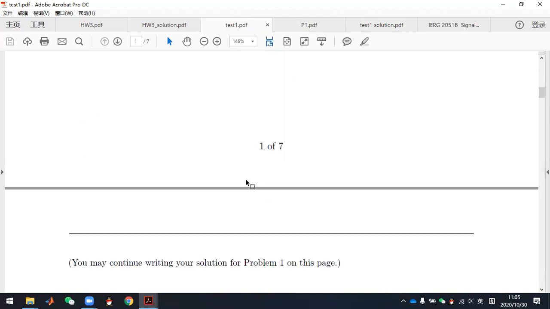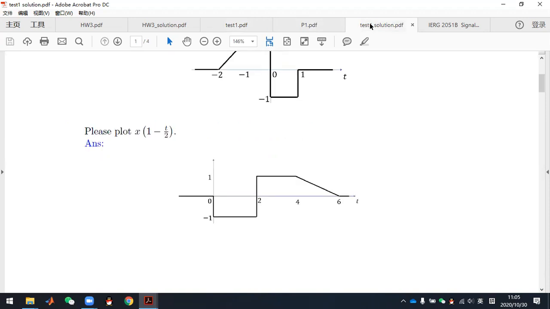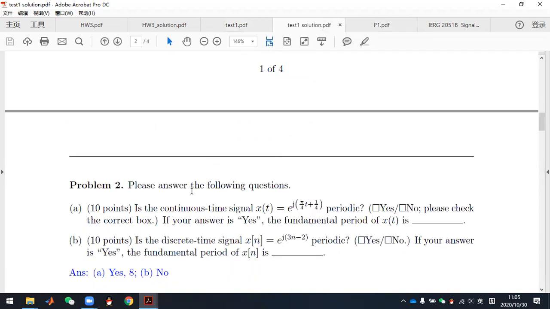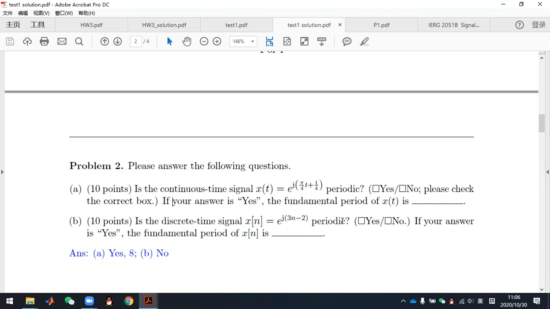And the next one: to answer the following questions, whether the signals are periodic or not. This is easy because I think you can get the answer very quickly. Whether the continuous time signal is periodic, of course it is periodic. The fundamental period is 2 pi over 4, which is 8. And for the discrete time signal, whether it is periodic, the answer is no.